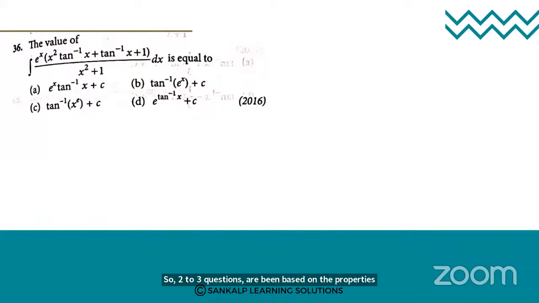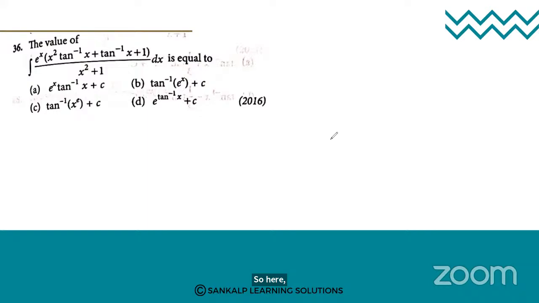So we'll continue with the first question here. The value of integration of e raised to x, (x square tan inverse x plus tan inverse x plus 1) upon (x square plus 1) dx is equal to. So here again we are making use of the same integral formula which we had used in the previous example.